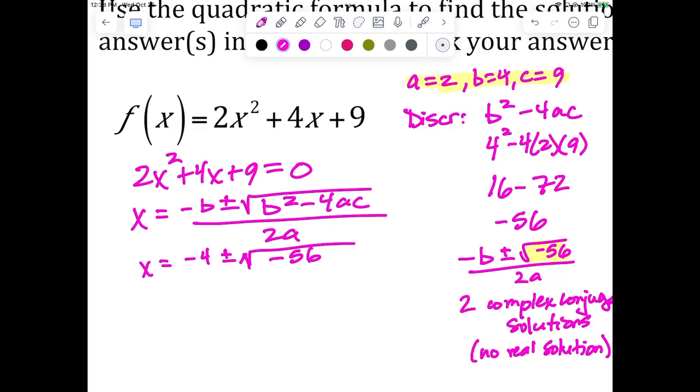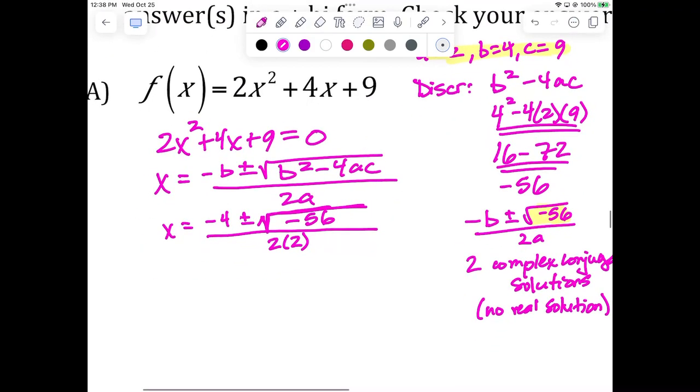So if you were plugging it in for the first time without finding the discriminant, it's worth going off to the side and doing all this bench work because it clutters up the rest of the problem. And then all over 2a, that's 2 times 2, which is 4. Oops, I'm sorry, 2 times 2. I don't want to say 2 times 4. 2 times 2 is 4. A is 2.